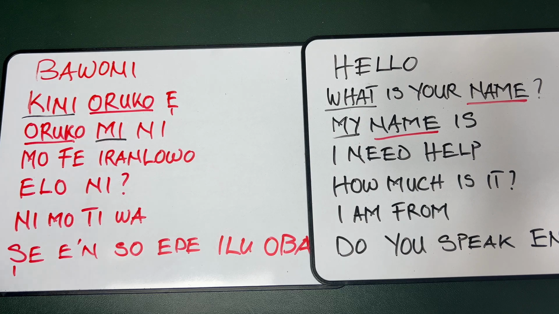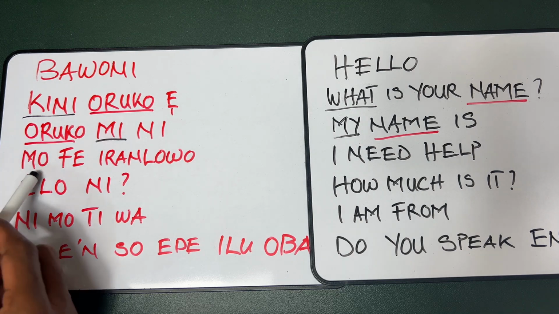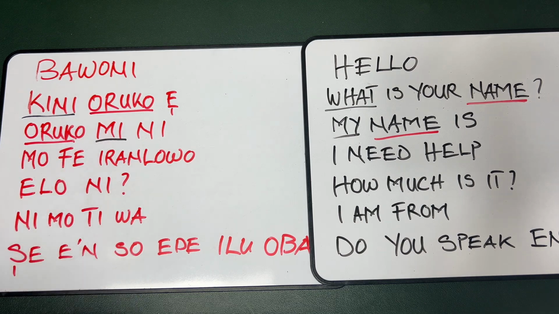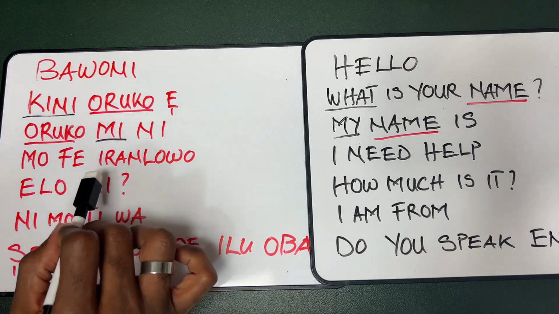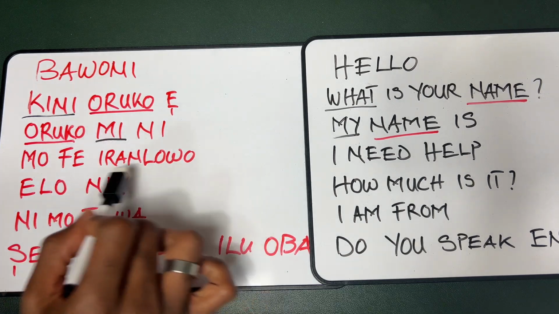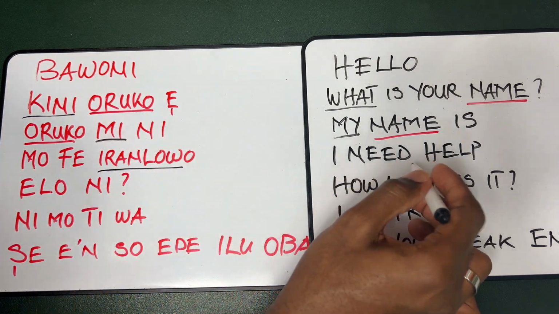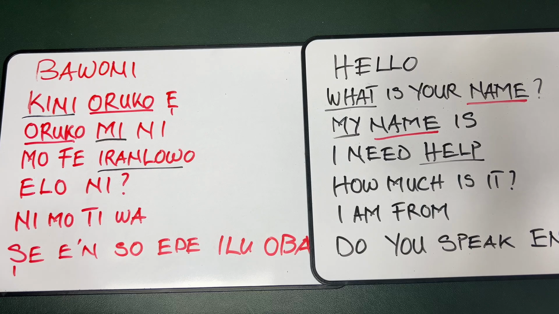So how do you say I need help? Mo, so that's I. Fẹ́ means want or need. Ìrànlọ́wọ́, that means help. Ìrànlọ́wọ́ means help. Mo fẹ́ ìrànlọ́wọ́. I need help.